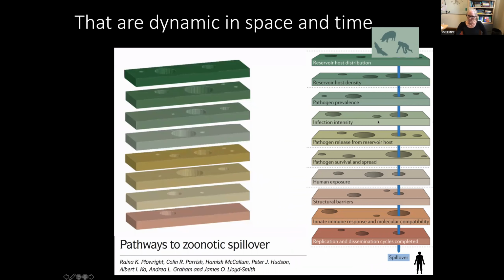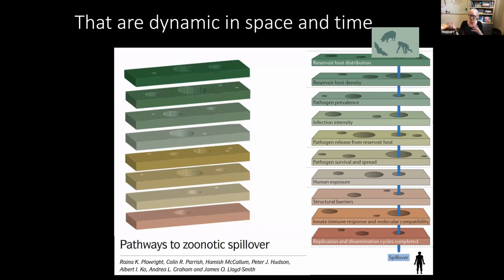And what makes this really challenging to study is that all of these different components, not all, but almost all of them, are very dynamic in space and time, so constantly changing. We have bats that are nomadic or migratory, moving across the landscape with different densities at different times of year. The pathogen within the bat populations is also very variable in space and time. It will pop up here and then disappear across the landscape.